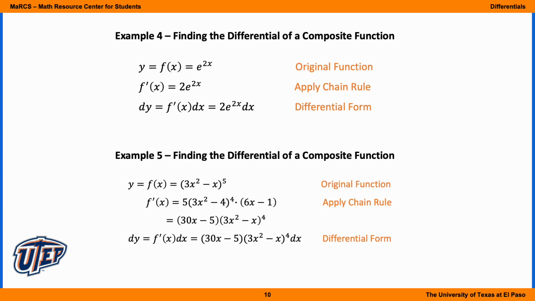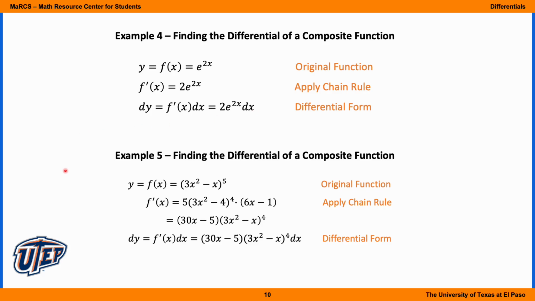So here we have some examples of finding the differential of a composite function. For our first example, example number 4, we have the original function y equals f of x, and that is equal to e to the power of 2x. So f prime of x is equal to 2 times e raised to the 2x, so we applied the chain rule. Now in differential form, dy is equal to f prime of x times dx, and that is equal to 2e to the 2x times dx. So we just plugged in our f prime of x right here, and then our dx for dy.